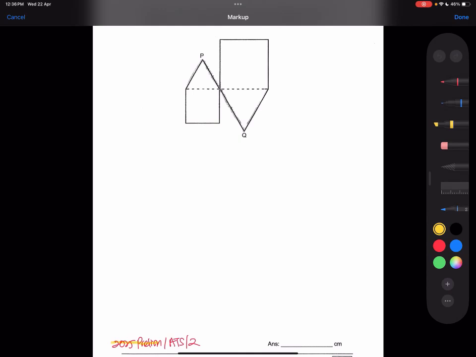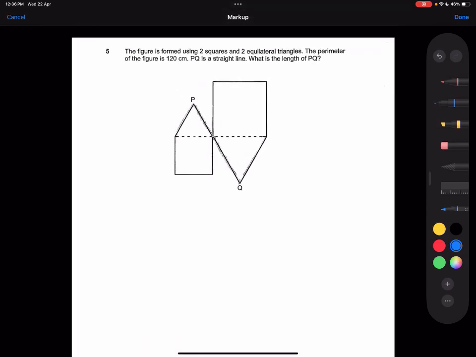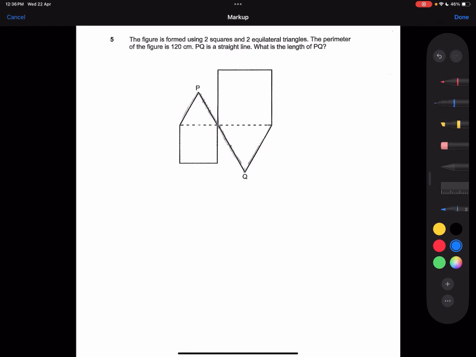2025 Prelim iTone School, Paper 2, Question 5. The figure is formed using two squares and two equilateral triangles. The perimeter of the figure is 120 centimeter. Okay, perimeter is given. PQ is a straight line. What is the length of PQ?